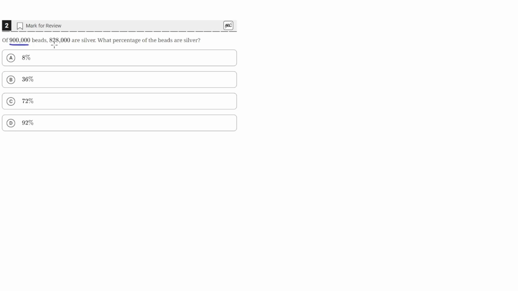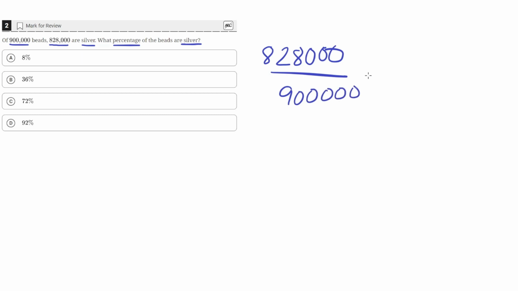Of 900,000 beads, 828,000 are silver. What percentage of the beads are silver? So to find the percentage of silver beads, we just divide the number of silver beads by the total beads. So that'll be 828,000 divided by 900,000, which is just equal to 0.92 if you plug that into your calculator. And 0.92 is just 92%. So for every 100 beads, 92 of them are silver. And that is answer choice D.